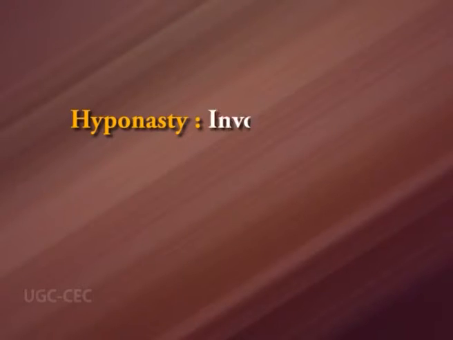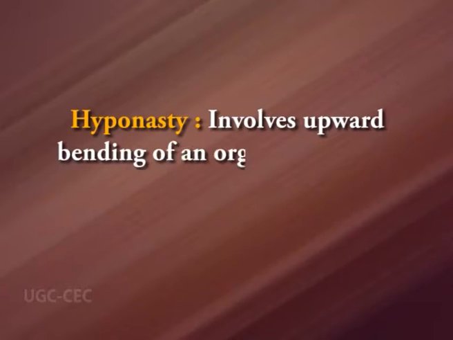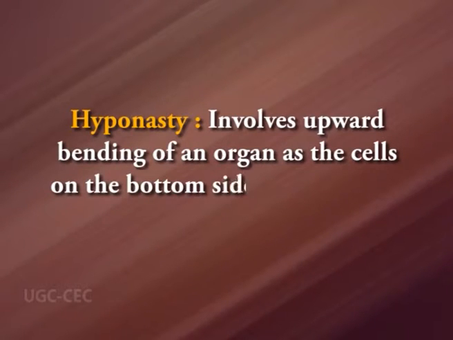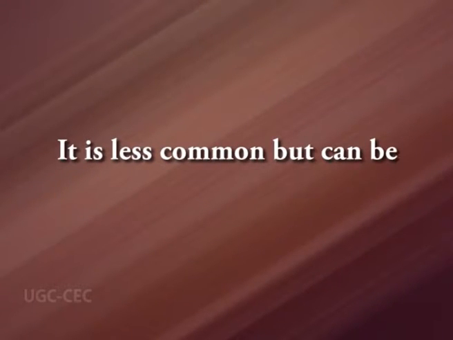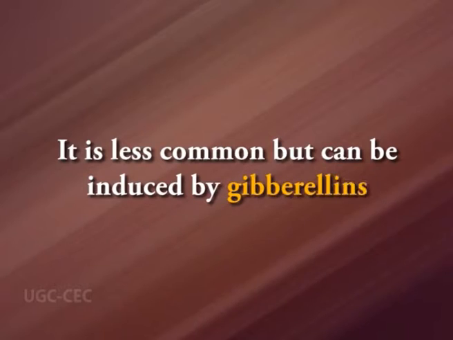The reverse of epinasty is called hyponasty, which involves upward bending of an organ as the cells on the bottom side of the petiole grow much faster. It is less common in plants but can be induced by gibberellins.